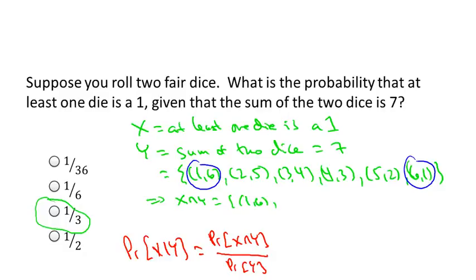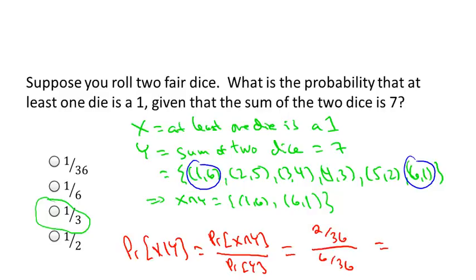Now, each of the 36 possible outcomes is equally likely, so each one has probability 1 over 36. Since X intersect Y has only 2 outcomes, that gives us 2 over 36 in the numerator. Since Y has 6 outcomes, that gives us 6 over 36 in the denominator. When you cancel everything out, you're left with 1/3.